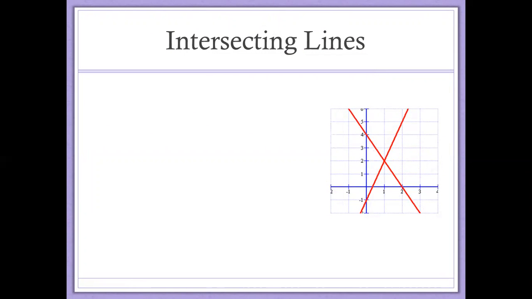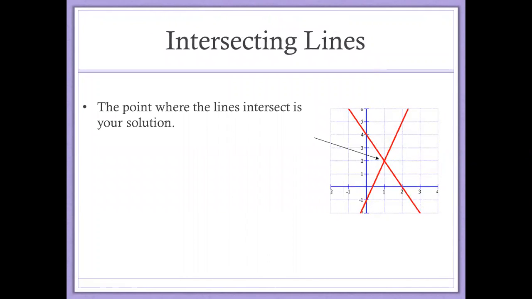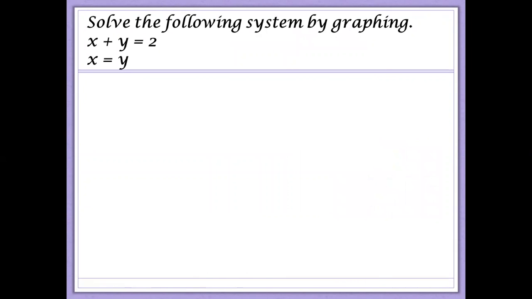For example, I have two lines, okay? The point where the lines intersect is your solution. So if the question came like this, two lines intersecting at a point, the solution of the simultaneous equations is x equals 1 and y equals 2. So that's your solution.